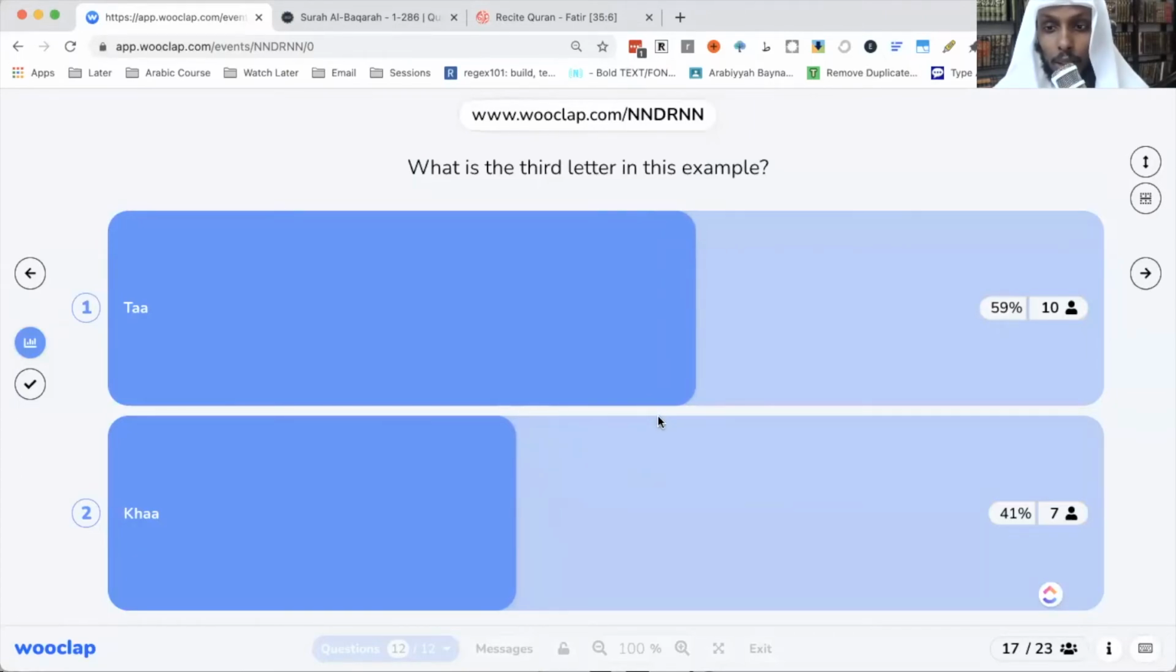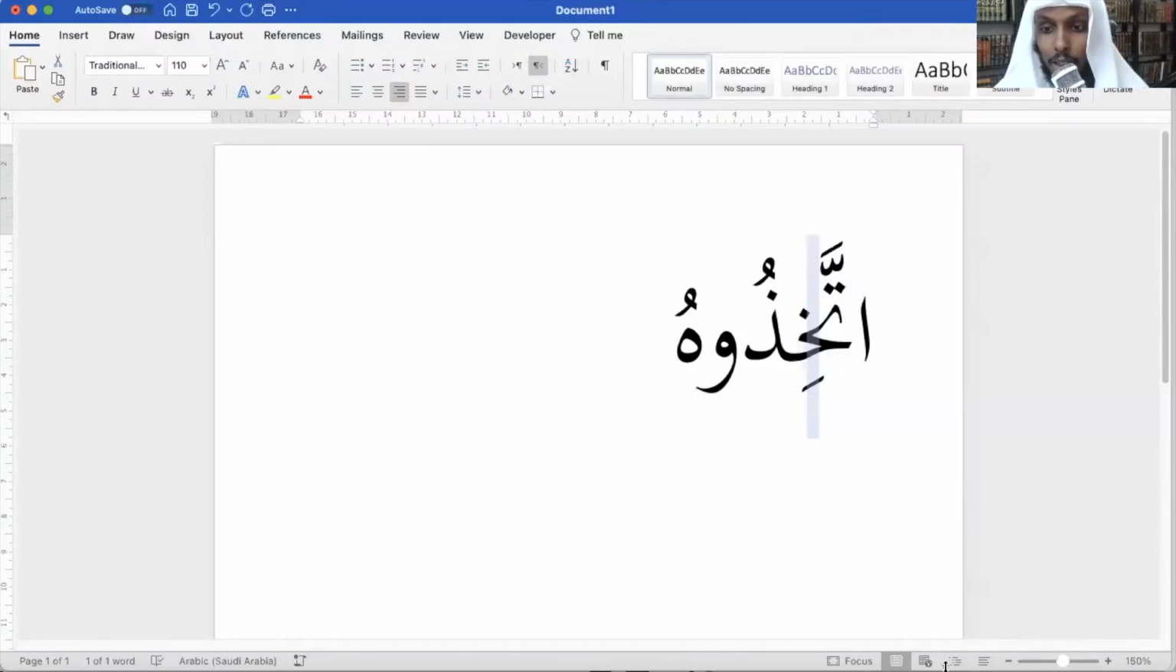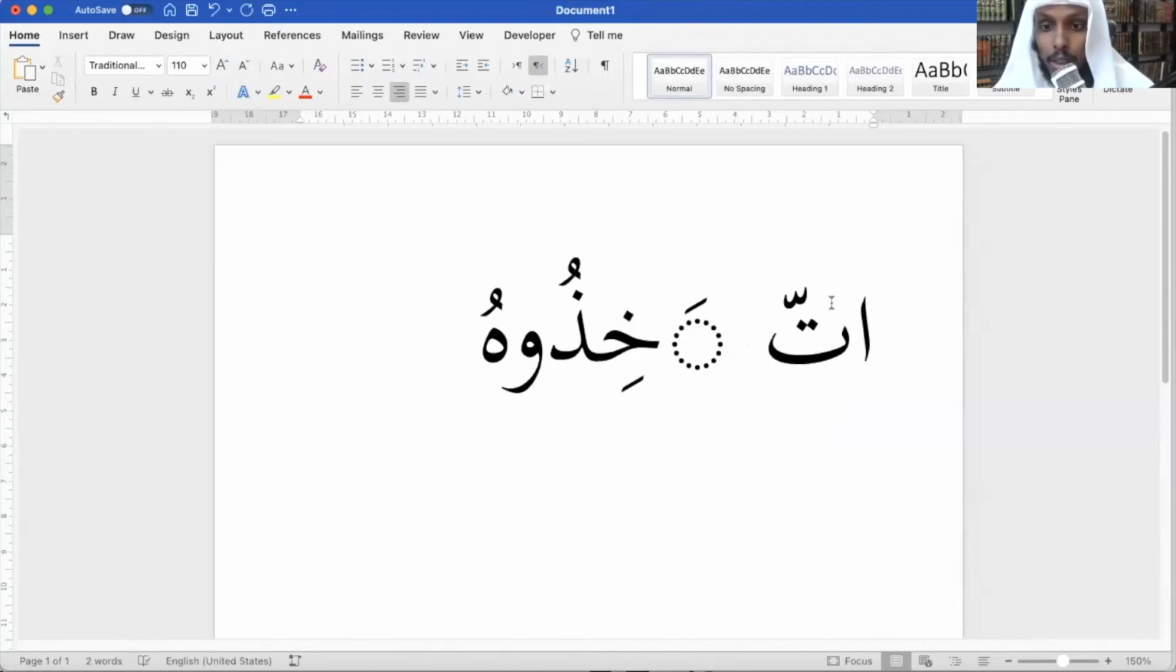Okay, a few more said ta, increased. Okay, excellent. Anyway, the correct answer is that it's a ta. The third letter here is a ta. Why is that the case? Because of the shadda. These are two tas, if you like.